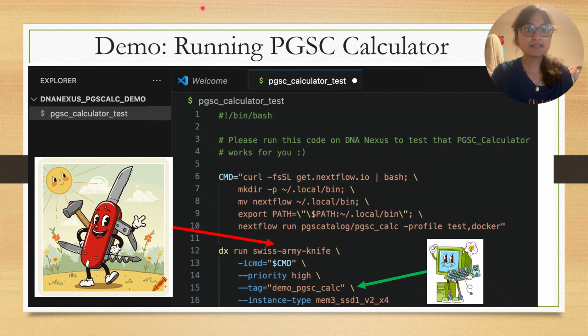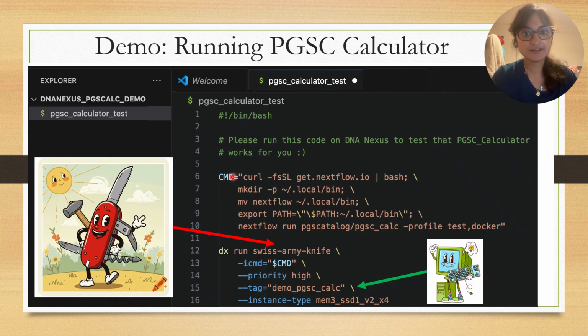And this will create a multi-line command that will later be passed into the DNA Nexus Swiss Army knife app. I was always really obsessed with Swiss Army knives. I think they're really cool. And they're very multifunctional, like so many things they can do. And this tool can do a lot of different things.